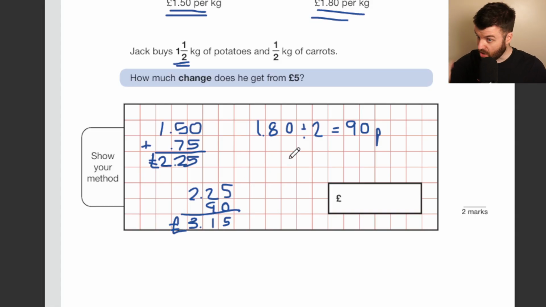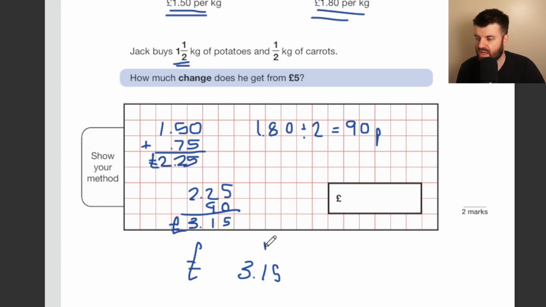No, it is not. To get 2 marks, we're going to have to get the correct answer and show a full method for even 1 mark. How much change does it get from £5? Well, now we need to do £3.15. Now, I could sit here and do £5, take away £3.15 again, do exchanging, but I've shown you that already. So I'm going to show you a different way.